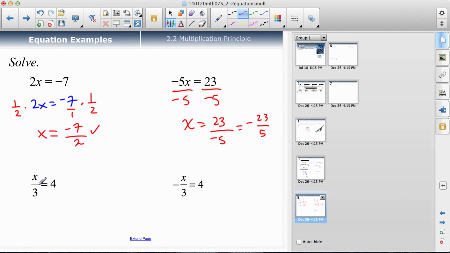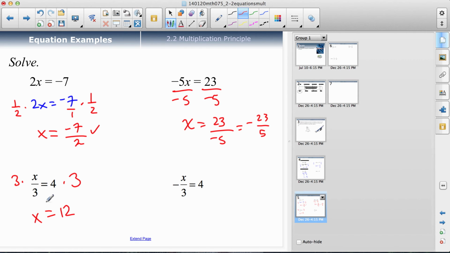Okay, this one here. Oh, I'm dividing this time. X is divided by 3. So to get rid of that, I could multiply it by 3. If I times this side by 3, I have to multiply that side by 3. The 3's cancel. X is equal to 12.